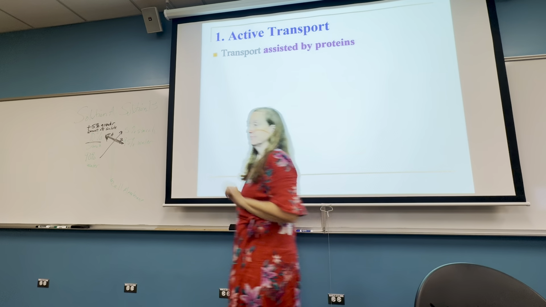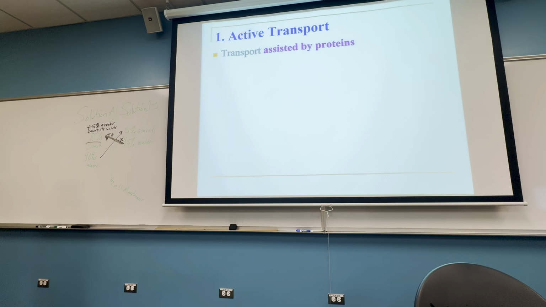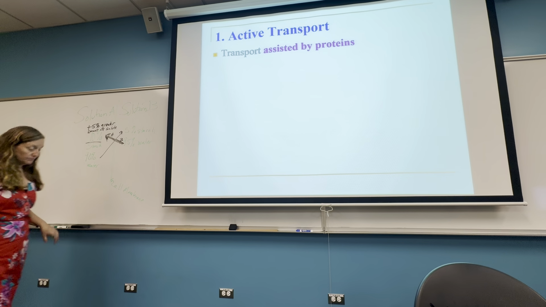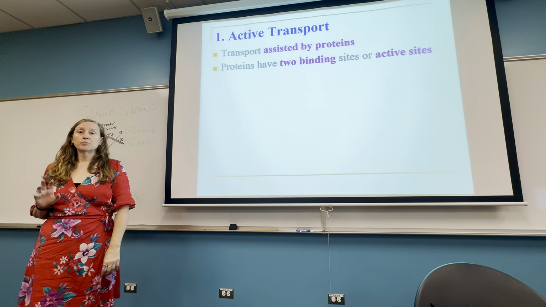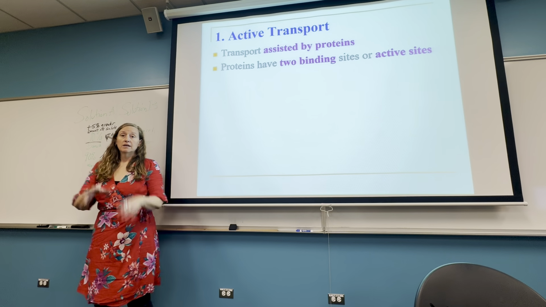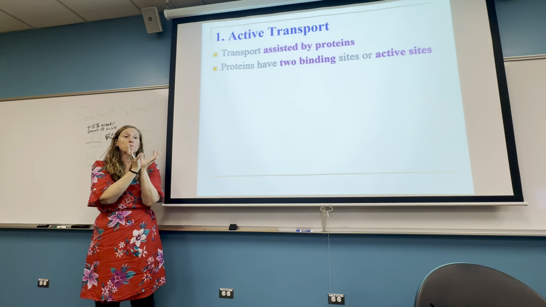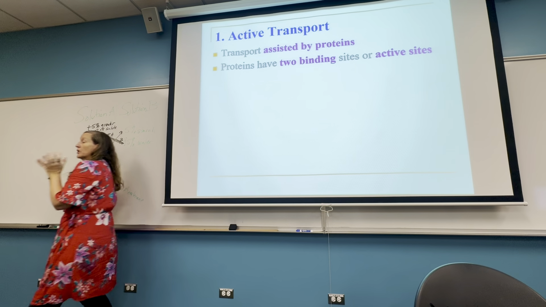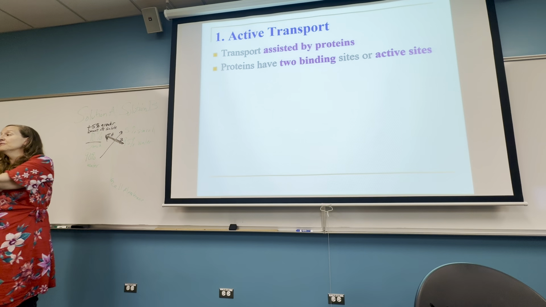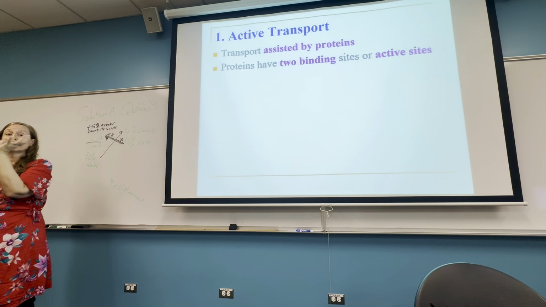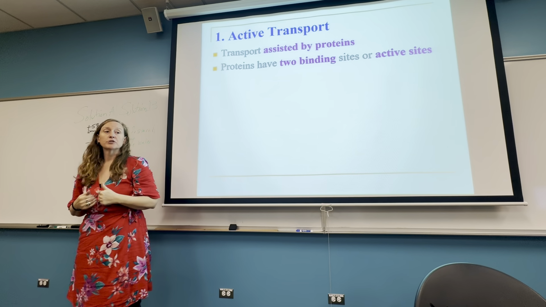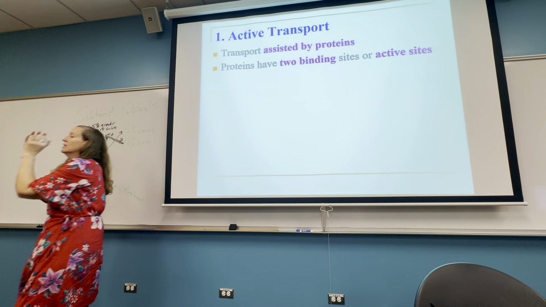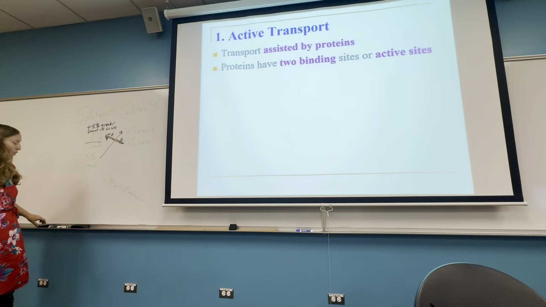So for active transport, we're going to use a protein here. We need the help of a protein to get this molecular compound across. Because we need energy, this protein is going to be a bit bigger. It's going to have the precise shape to transport that specific molecular compound across. And then it's going to have another binding site. It's going to have two: one for the molecule to transport and one for the energy source. The energy source is going to give the energy to the protein so that the protein can take this molecule and push it through. Why does it need energy?